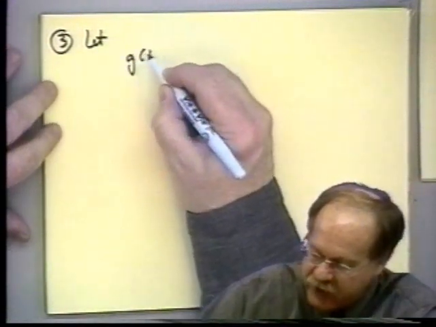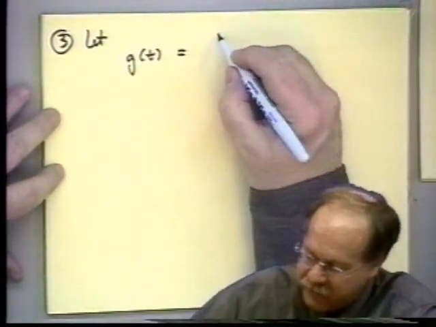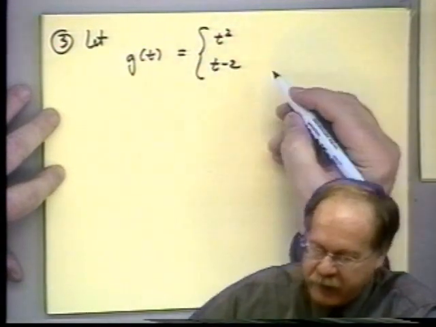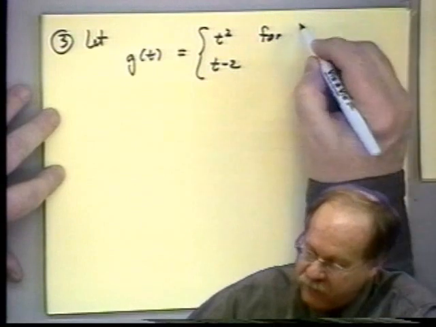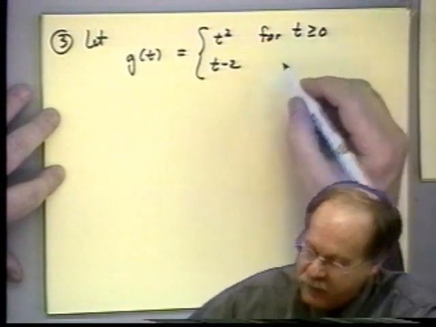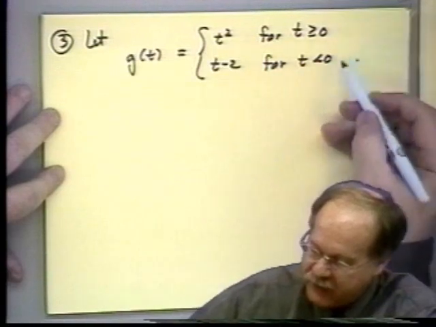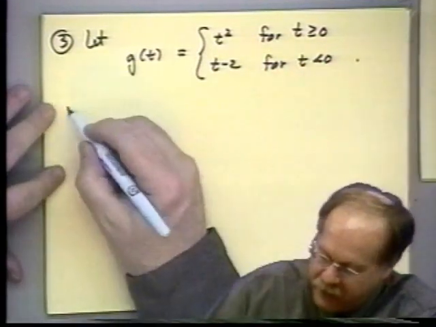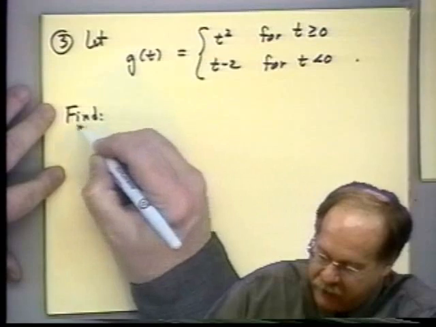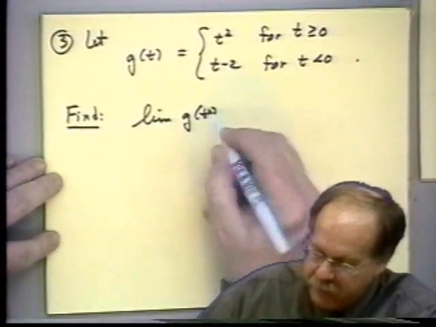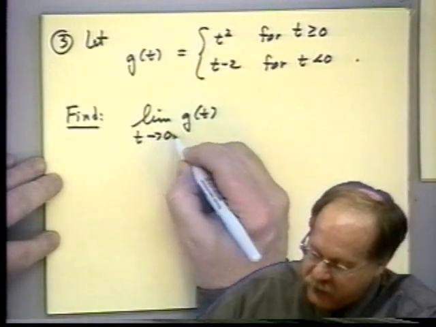Let's take a piecewise defined function. t squared in one part, t minus 2 in the other part. It'll be t squared for t greater than or equal to 0, and t minus 2 for t less than 0. And of course that covers the whole real number line. Here's what I'd like you to try. Find the limit of g of t as t approaches 0.